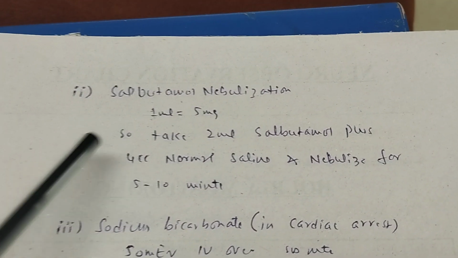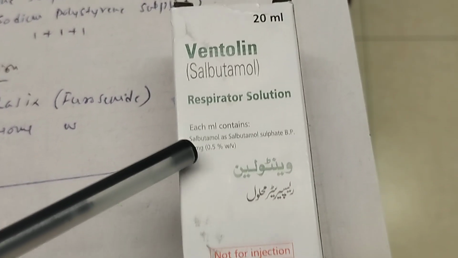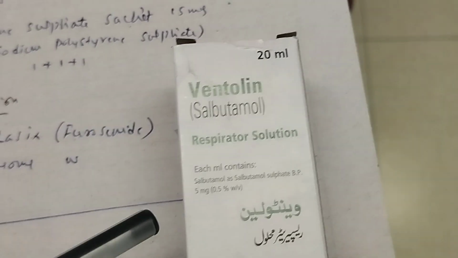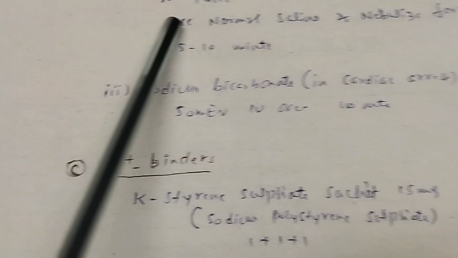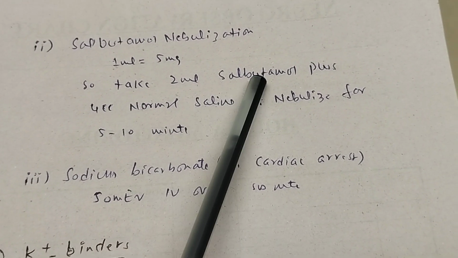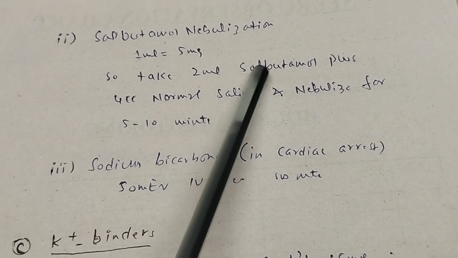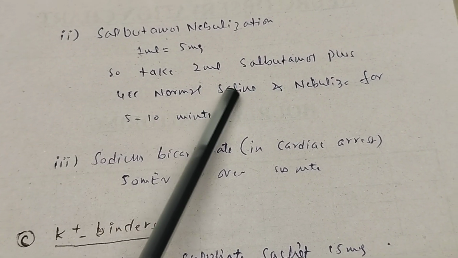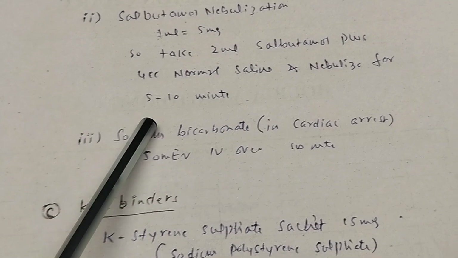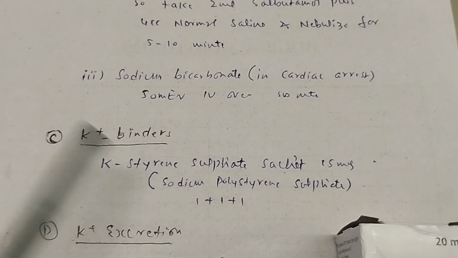Another thing we will give is a nebulization, that is salbutamol nebulization. If you guys can see here, this is the salbutamol 20 ml, and 1 ml is equal to 5 mg. So we will take 2 ml of salbutamol plus 4 cc of normal saline, and we will nebulize the patient for 5 to 10 minutes.